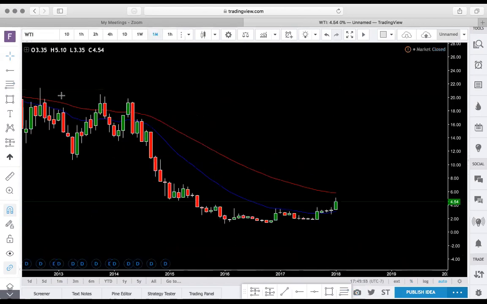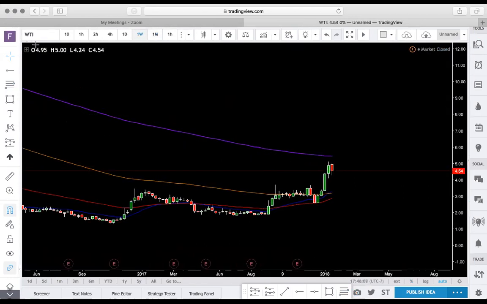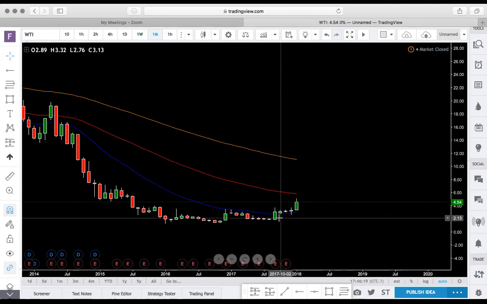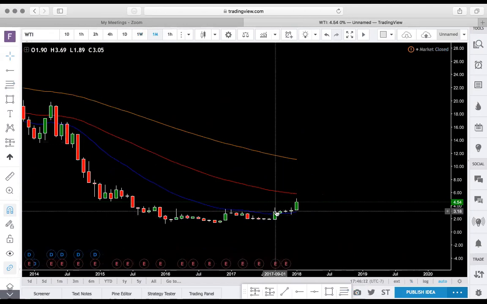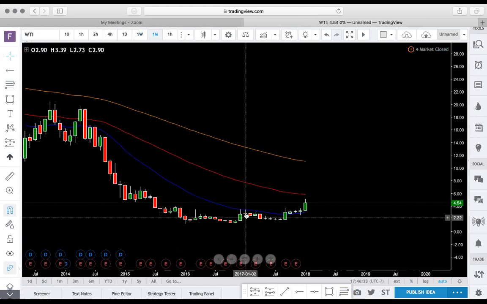WTI. What is WTI? Is this the right pair, Bob? Wow, this is looking bullish. I hope I have the right chart here, but on a monthly time frame, we are above the 20. You can see price stayed below the 20 for, gosh, since 2014. So since 2014, this thing's been on a downtrend.